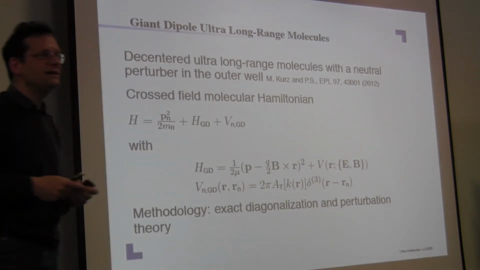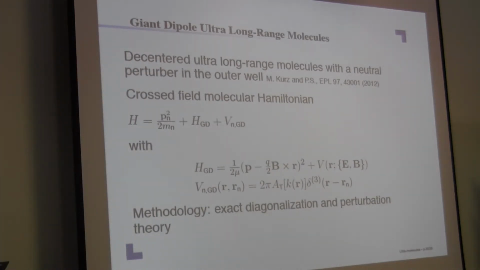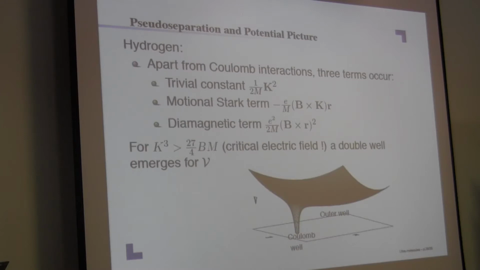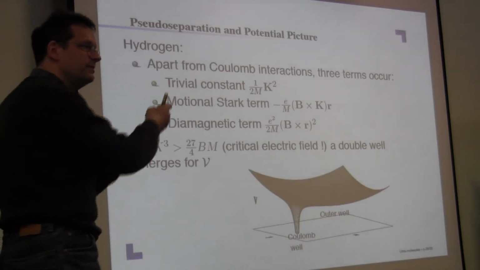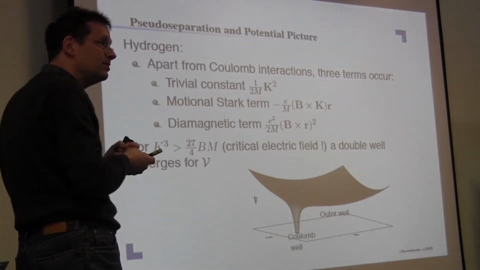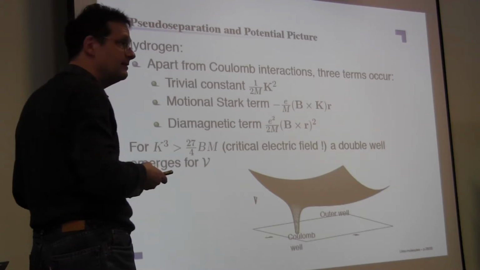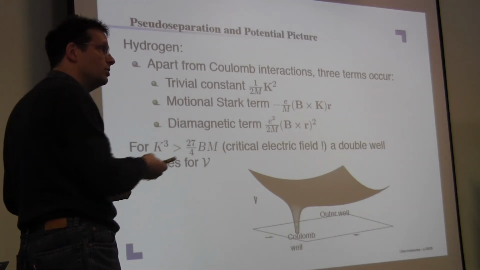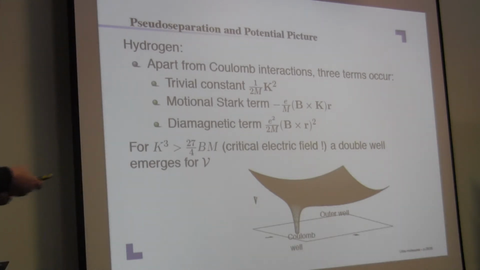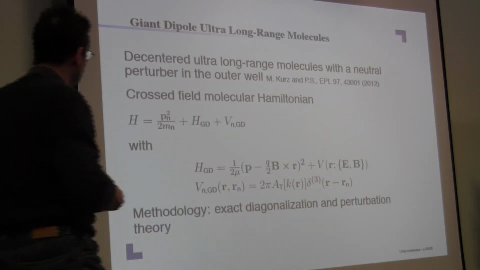Okay, now the idea is, what if you take this decentered atom and you allow yourself to put a neutral perturber additionally to the electronic wave function into the outer well? Then, according to what I've been describing to you, electron-neutral perturber scattering, there might be the possibility to bind the neutral perturber to the electronic cloud. This would mean you would have a giant molecule, a giant decentered dipole molecule. Okay, let's look at this, what happens.